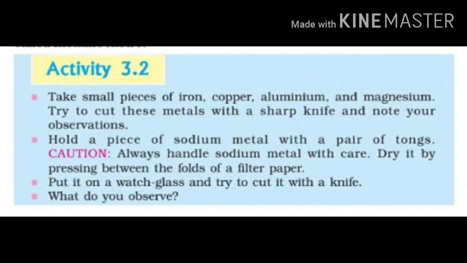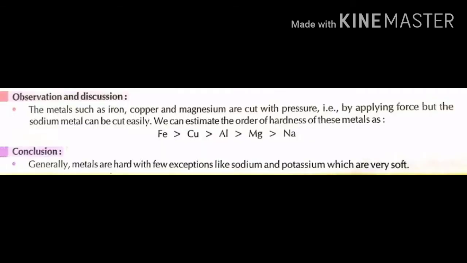What do you observe? The metals such as iron, copper and magnesium are cut with pressure, that is, by applying force, but the sodium metal can be cut easily. We can estimate the order of hardness of these metals as Fe > Cu > Al > Mg > Na. From that we conclude generally metals are hard with few exceptions like sodium and potassium, which are very soft.